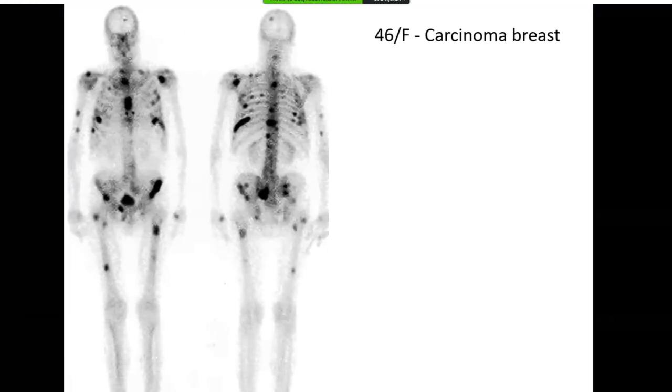These are the bone scan images of a 46-year-old female patient with known carcinoma of the breast, showing abnormal uptake in multiple vertebral bodies and multiple ribs, and both clavicles and SI joints, and in both femurs. And there is a slight faint visualization of both kidneys noted.